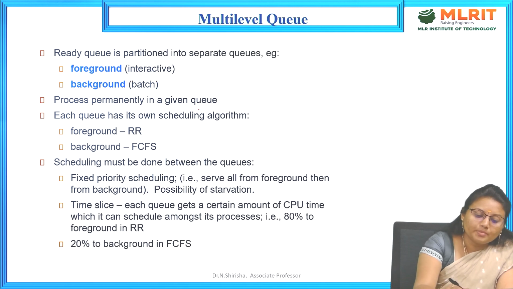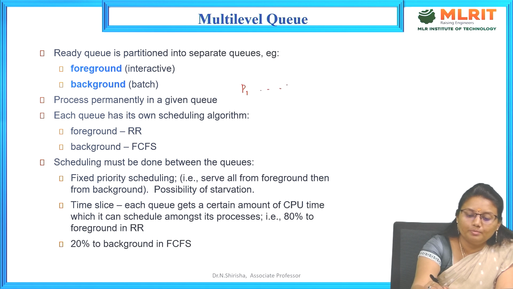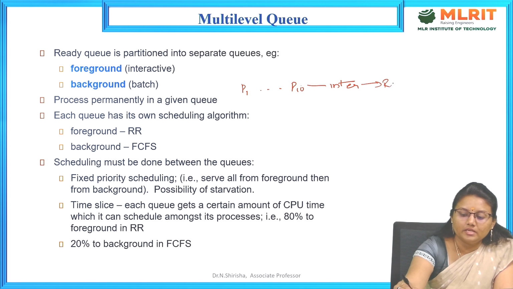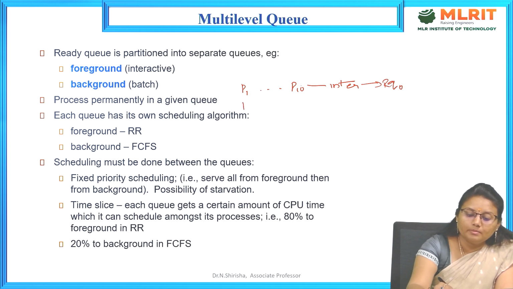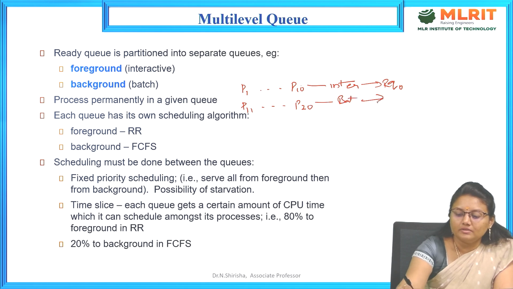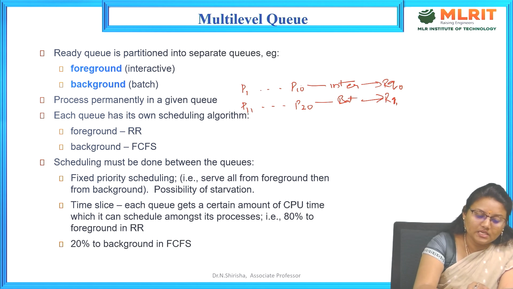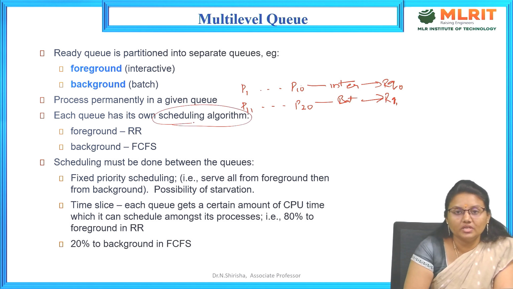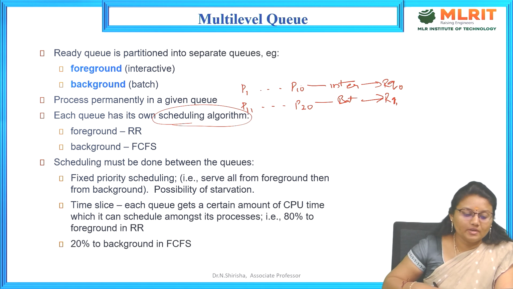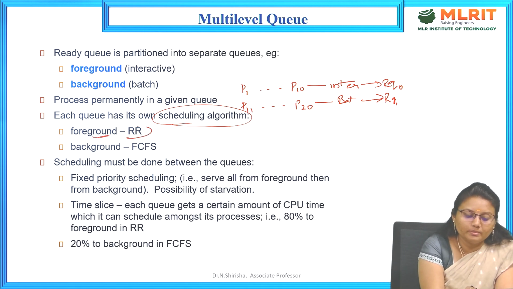A process is permanently assigned to a queue. If there are processes P1 to P10 which are interactive, they will be in ready queue 0, and P11 to P20 which are batch processes, we will put in the other queue, ready queue 1. Each queue has its own scheduling algorithm. In multi-level queuing, mostly the foreground queue uses RR, which is nothing but the round robin scheduling algorithm.